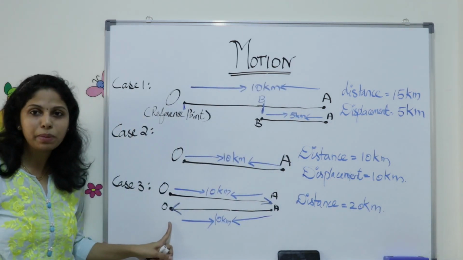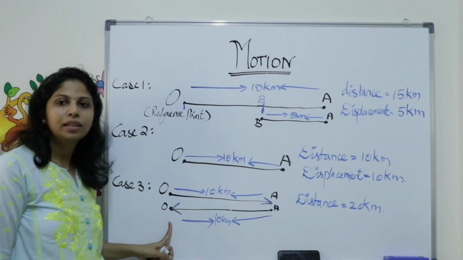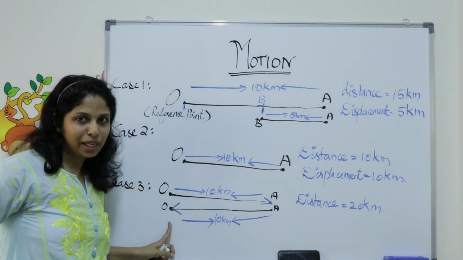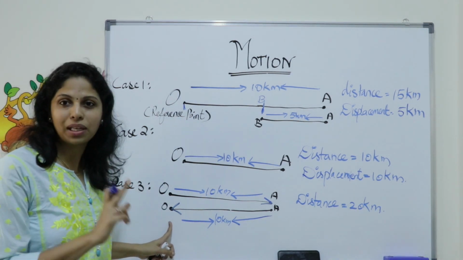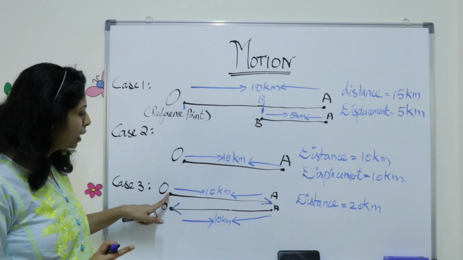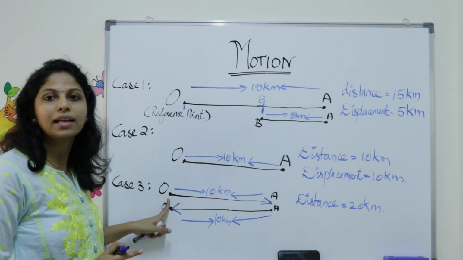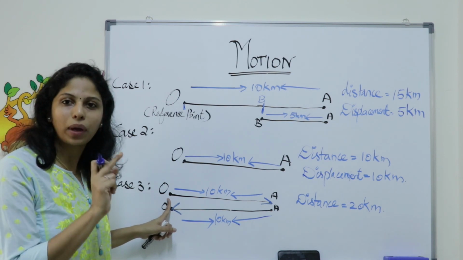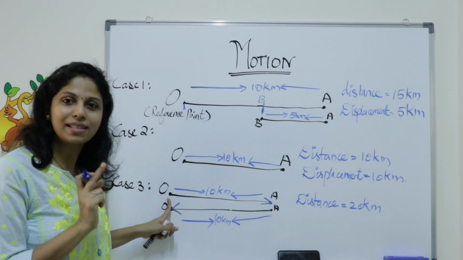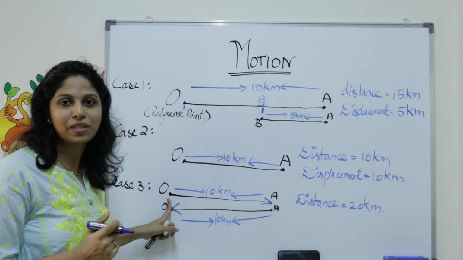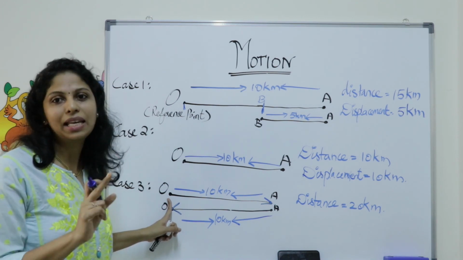What about the displacement here? The displacement is the distance between the initial and the final position. So here the initial and the final position both are at the same point. It is at the same point O. So both are at the same position. Therefore, what is the value of displacement? It is 0.